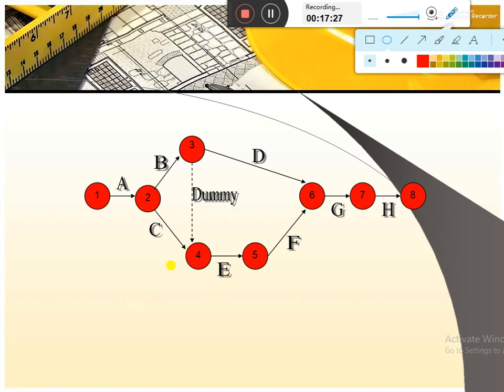So if we talk about activity A, in this case 1 would be the starting point of activity A and 2 would be the ending point of activity A. 1 would be known as the tail event, as it denotes the tail of an arrow, and 2 would be known as the head event, as it represents the head of an arrow. And in case of activity B, 2 would be the tail event and 3 would be the head event.